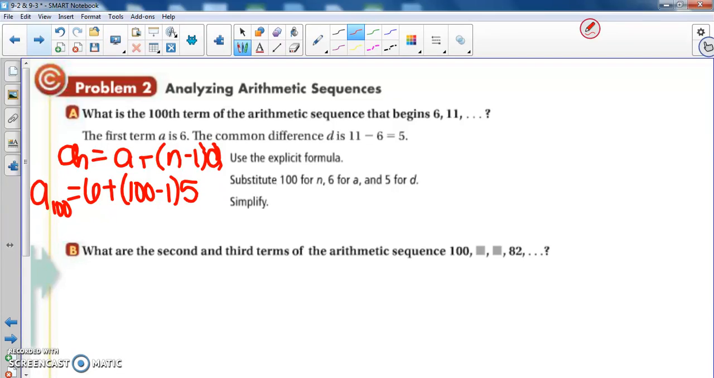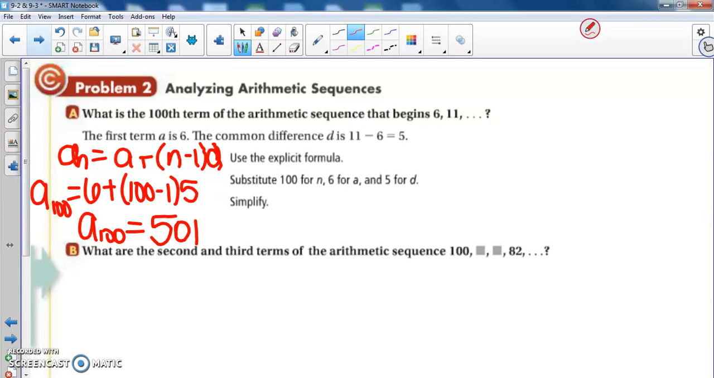So we'll get 99 times 5, plus 6. 495 plus 6 gives us 501. Our 100th term is equal to 501.